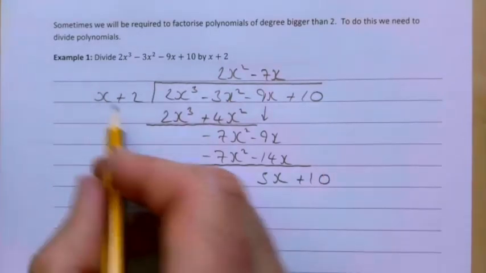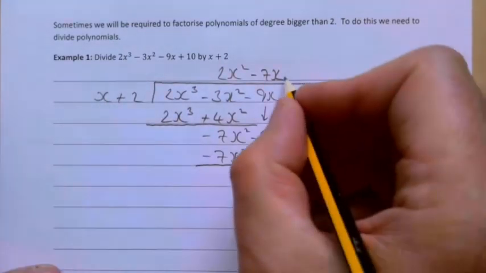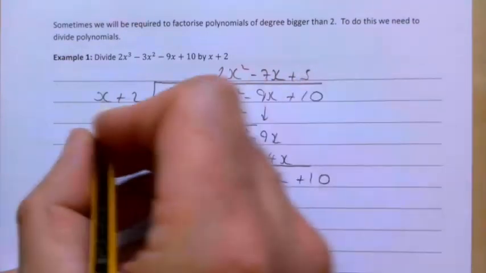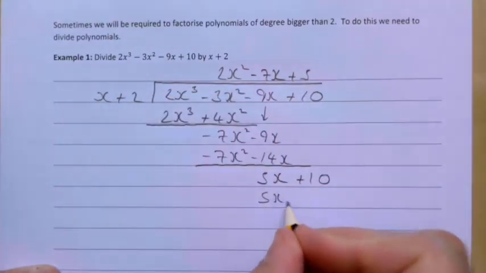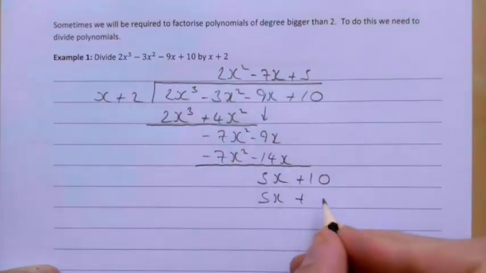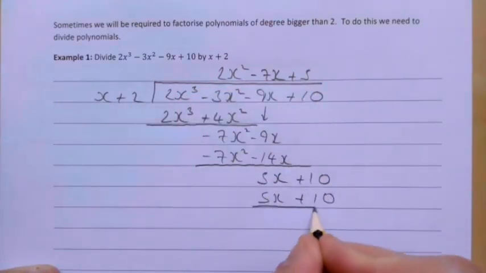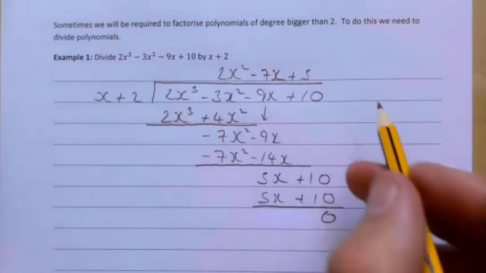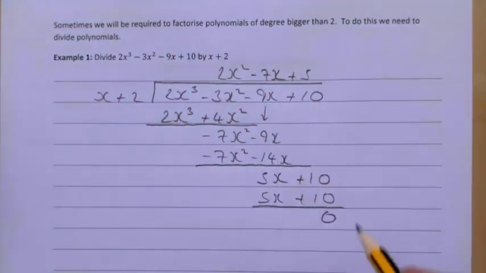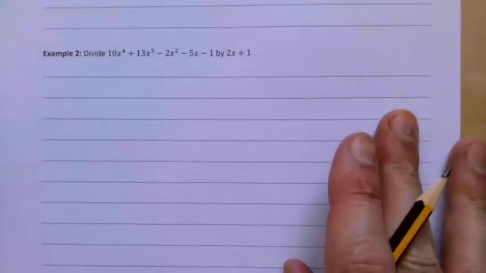5x plus 10, x times what gives me 5x, that's going to be plus 5. X plus 2 times by the 5 gives me 5x, 2 times the 5 plus 10, and we subtract and we get no remainder. That means this must have been a factor of this cubic equation, and that's our long division of polynomials. Let's take a look then at example 2.